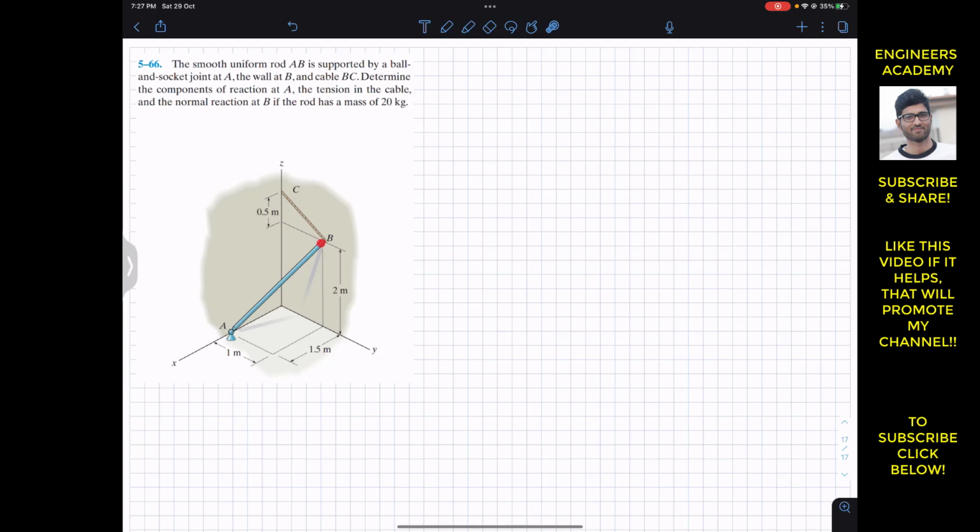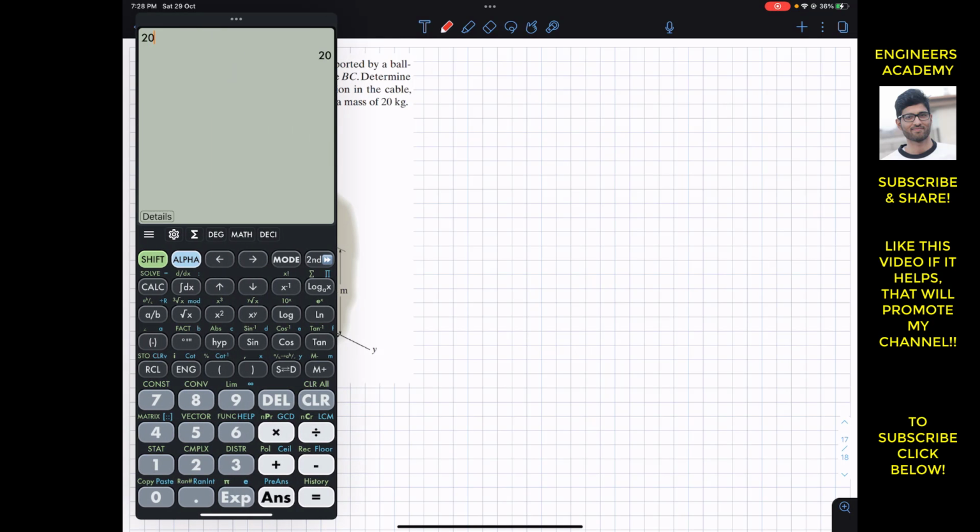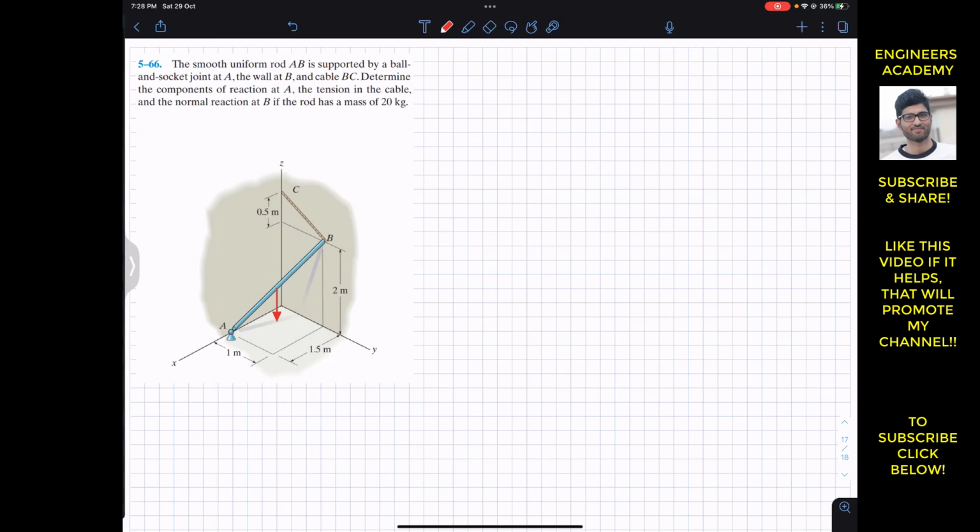So the weight must be acting at the mid length of this rod in the vertical direction. Let's say this is the weight, 20 times 9.81, which is 196.2. And this is acting in the negative z direction, that is in the downward direction, at the center of gravity G.